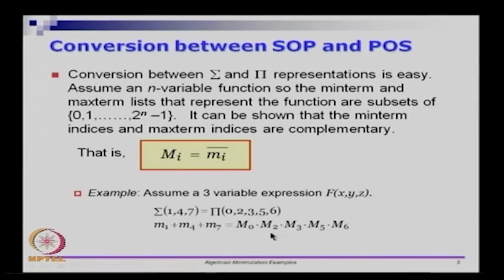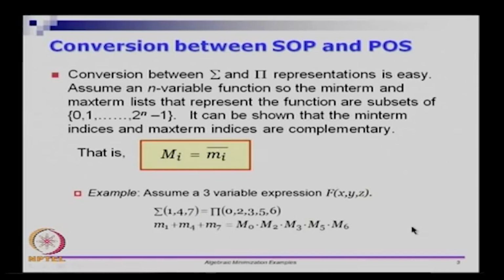So the way to get the product of sums expression is to find all the terms that are missing here and put them down. You have 1, 4 and 7, you are missing 0, 2, 3, 5 and 6 in the range of values 0 to 7. So you take all those terms as max terms and multiply them together. So the sum of 1, 4 and 7 is the product of max terms 0, 2, 3, 5 and 6. This is a very handy thing, a good thing to remember, because sometimes getting the product of sums is easier than the sum of products, or the other way around.